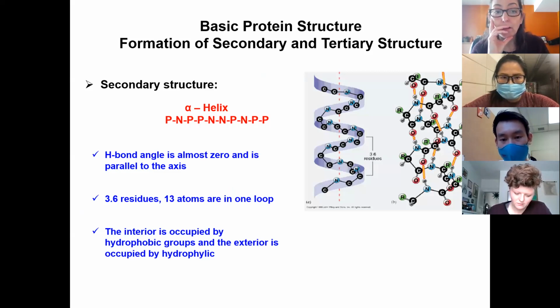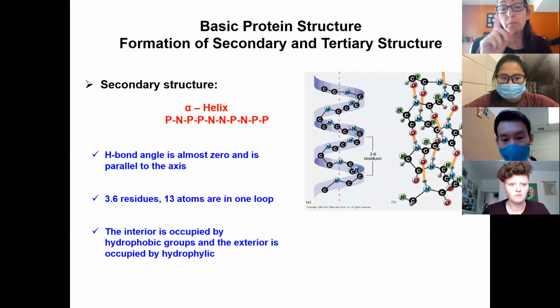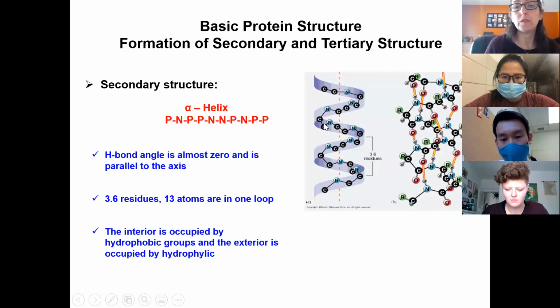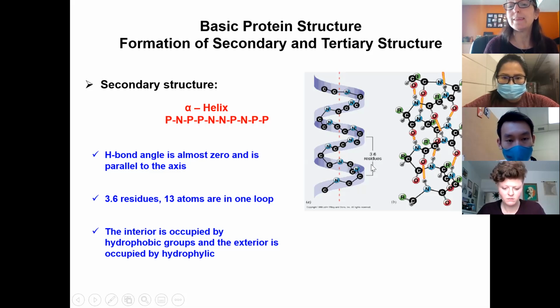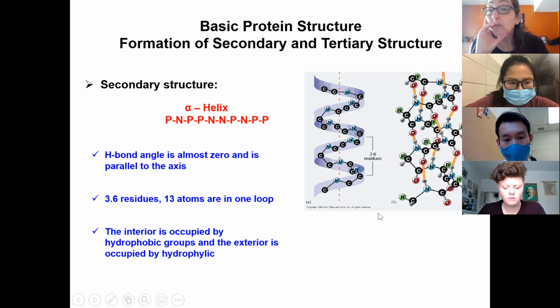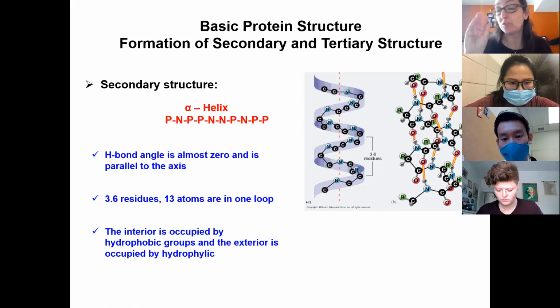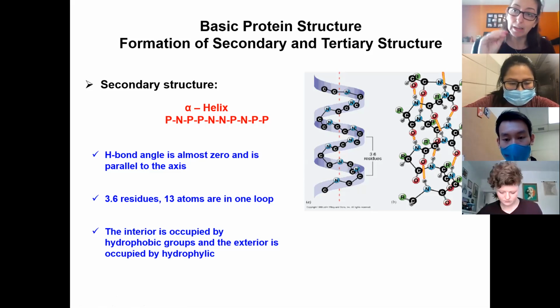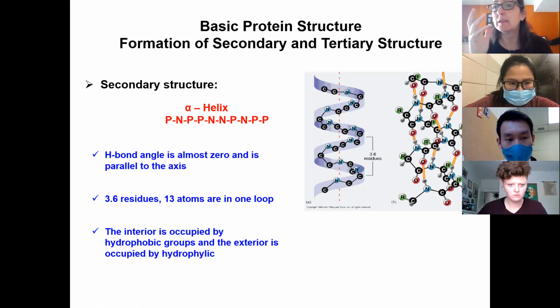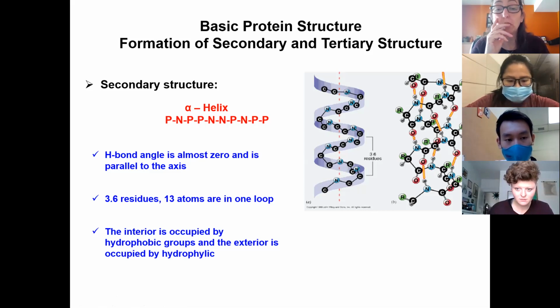There are a certain number of atoms in one loop. So in the formation of this one loop here, there are 13 atoms. This is a loop. So in the formation of one loop, you have 3.6 amino acid residues and about 13 atoms within these 3.6 amino acid residues. And this is an average. It's not like every alpha helix is exactly that way, but this is theoretically the constitution.